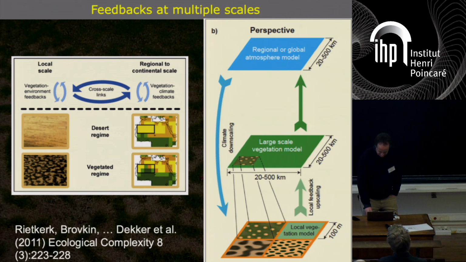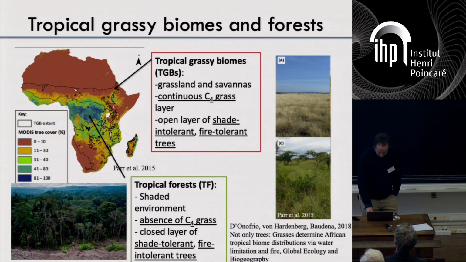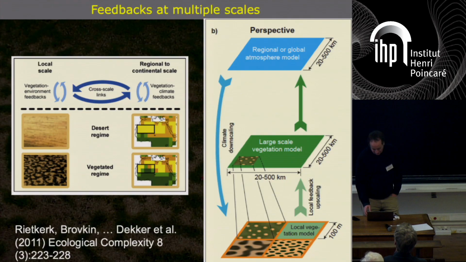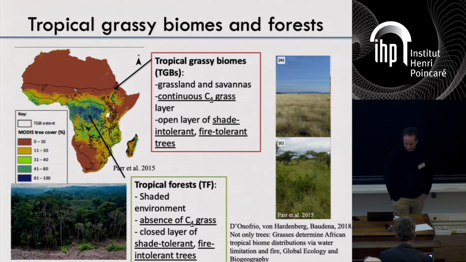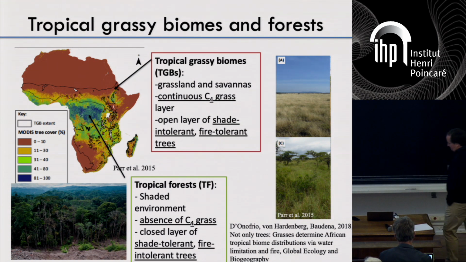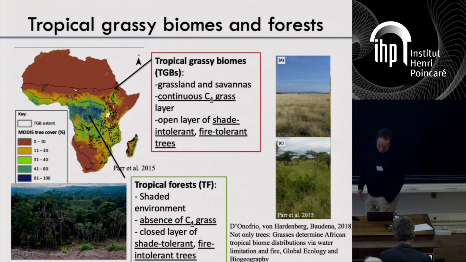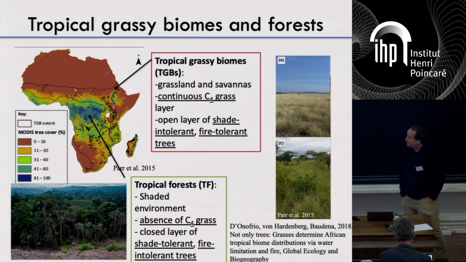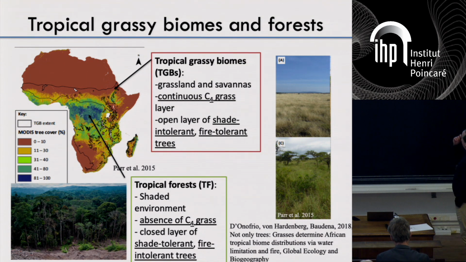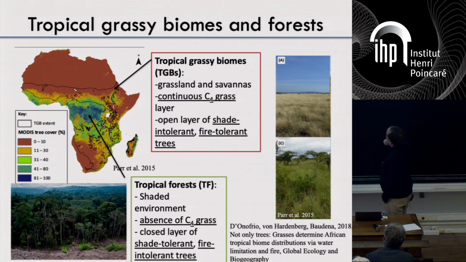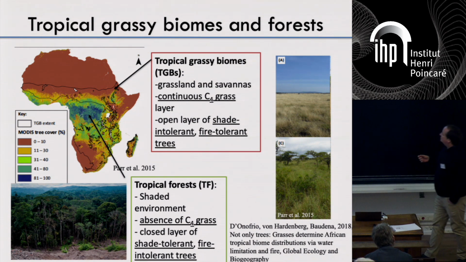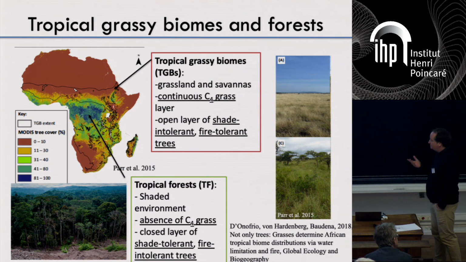I have a few slides in the end on more recent work which we have done, with an example of a local feedback which is already visible also when you simulate vegetation in a more global type of model. And it's about African savannas. African savannas, or more in general tropical grassy biomes, so grasslands and savannas, can be opposed to the tropical forests. So you have these two types of systems.